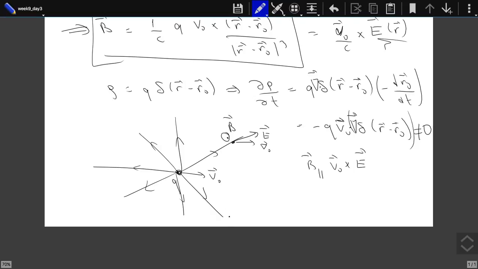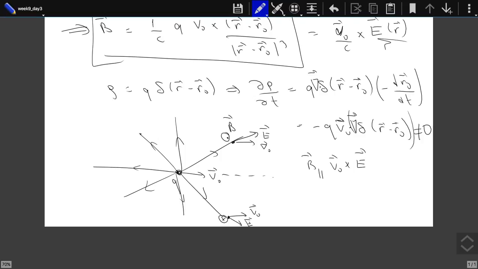At this point, you see, this is the direction of E. This is still the direction of V0, into the board. So a kind of magnetic induction makes these circles around the direction of motion.